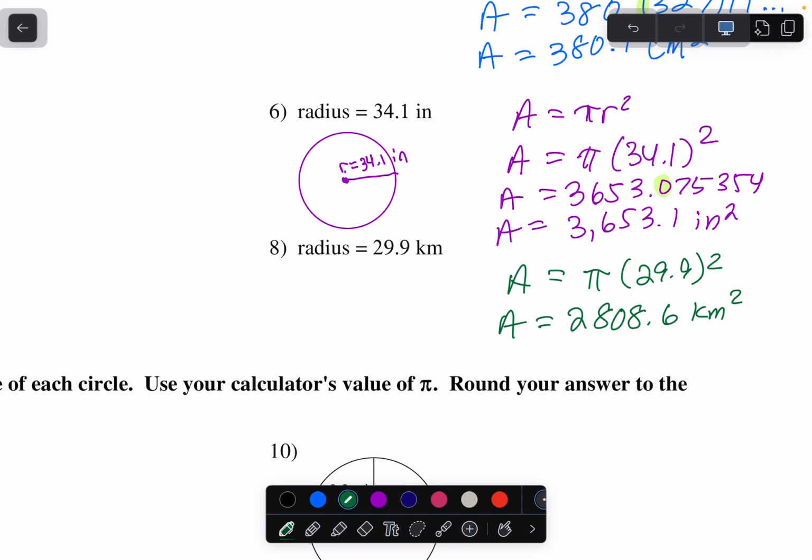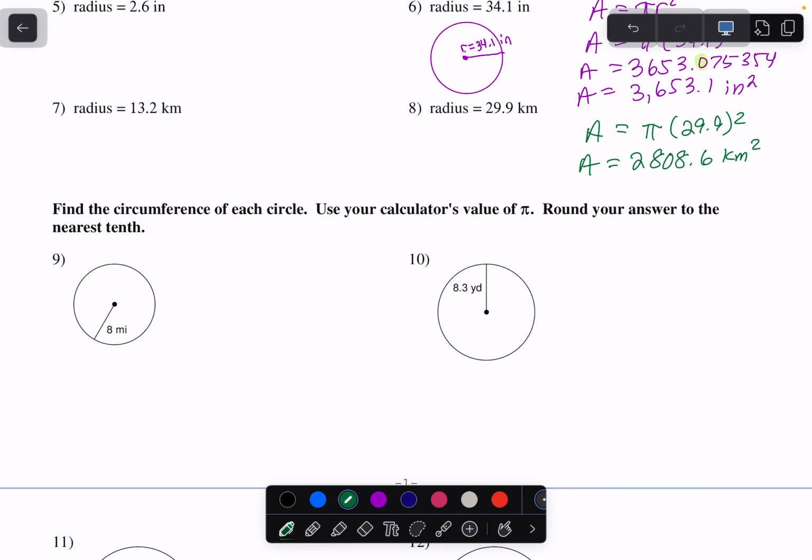Now, for the next section, we need a different formula. So as a new formula, could you please write down for me the word circumference. Circumference is just a fancy way to say perimeter. Circumference is just the word that is used for the perimeter of a circle. But it's the same thing, so don't overthink it. It's just a formula that we need.